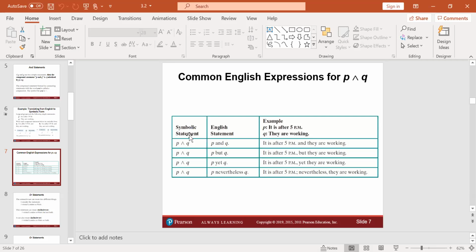So the word but is a key word. It's another way of saying and. Yet, everybody cheated on the test, yet they all got F's. P, nevertheless, Q. P, however, Q. You can kind of play around with it like that. There's different words that logically translate to the word and.